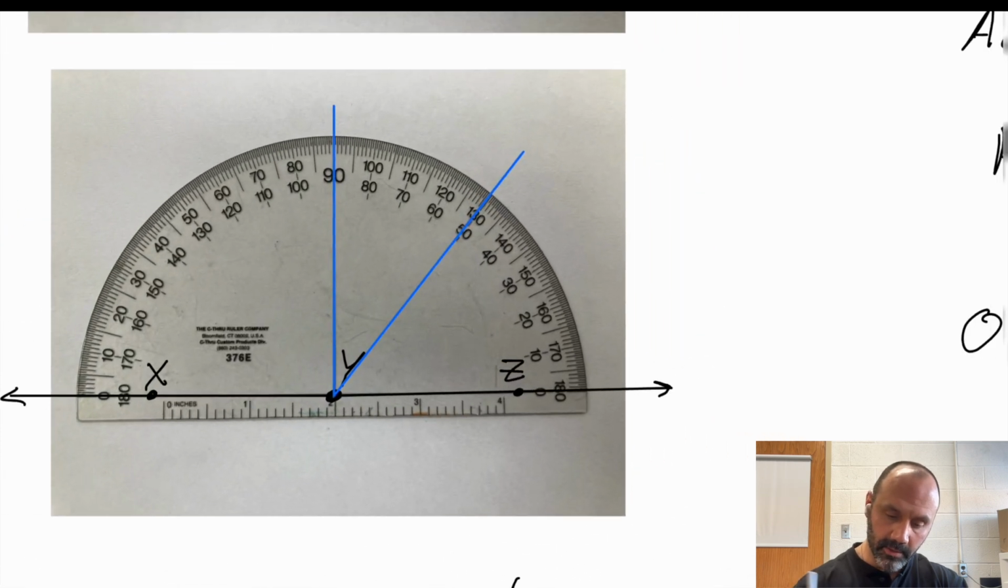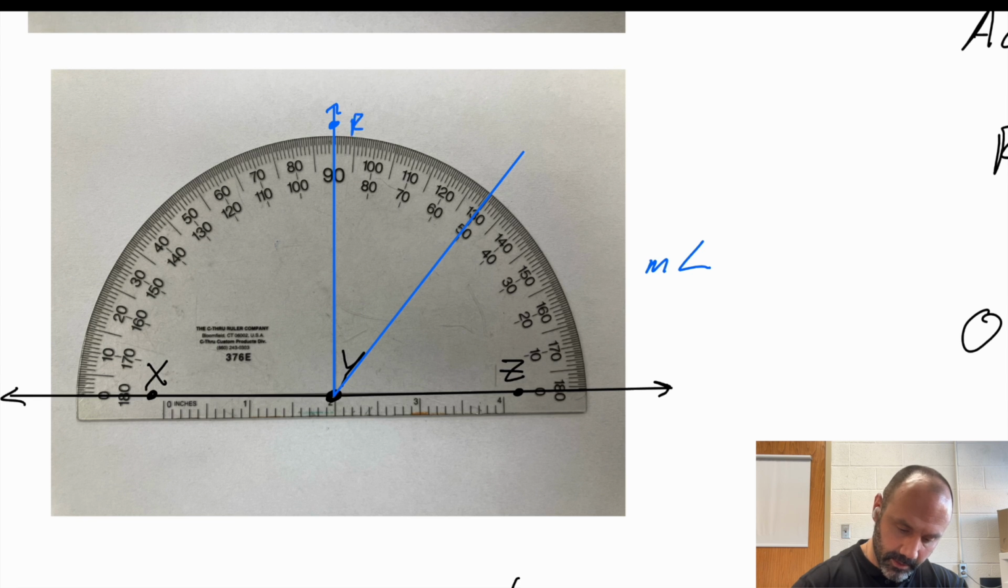The way that we write the measure of an angle is you just put an M in front, right? The measure of angle, so let's give this a name here. We'll call this R and S over here. So the measure of angle RYS, that's not an S, equals 40 degrees.